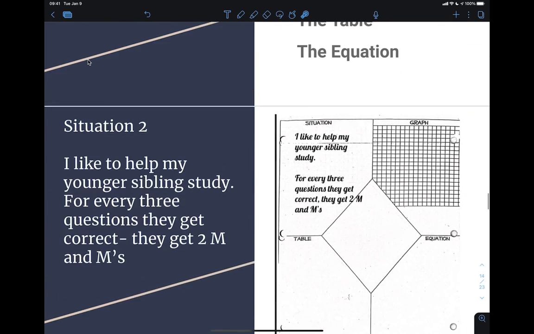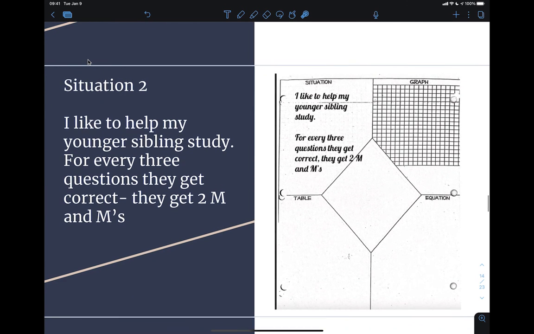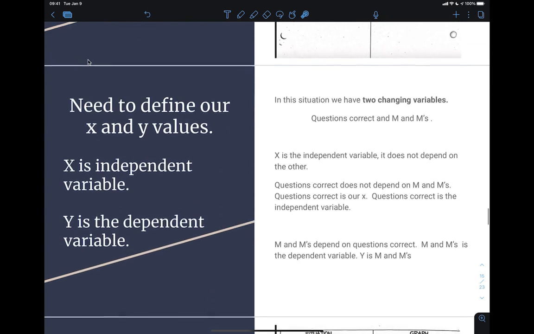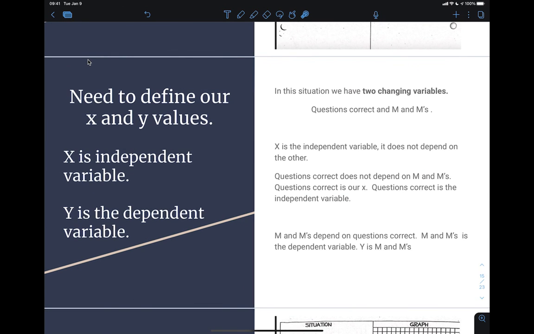All right. Flip your paper over. We are going to do this situation. I like to help my younger siblings study. For every 3 questions correct, they get 2 M&Ms. So our first step is just like the other ones. We need to figure out our independent, our x value, and our dependent value, our y value. Remember, x does not depend on the other.